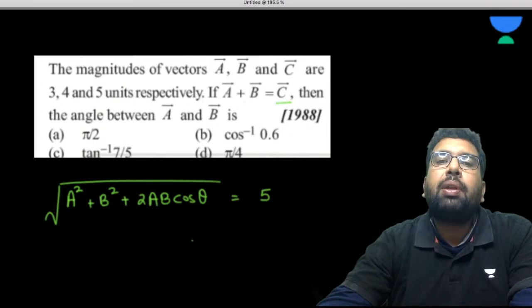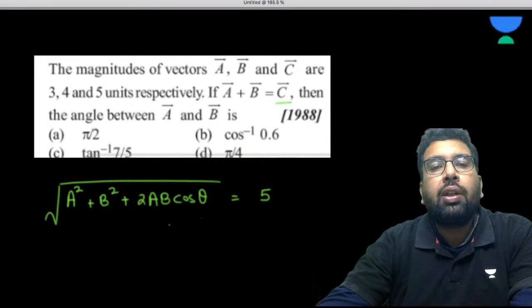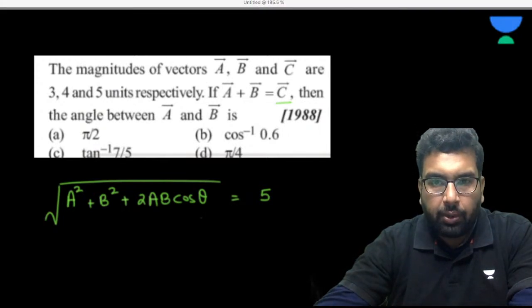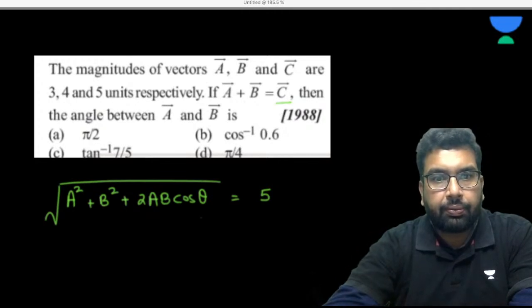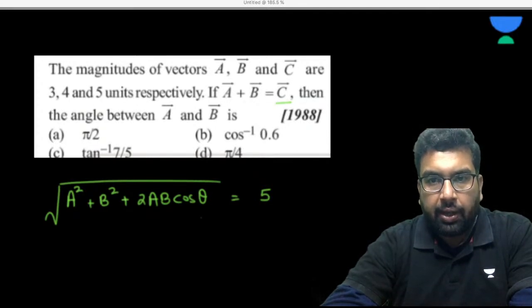Now A vector plus B vector is equal to C vector. That means the magnitude of A plus B vector is also equal to the magnitude of C vector. Two vectors are only equal when their magnitude and direction are the same. Do you agree to this or not? Can I write it equal to 5?